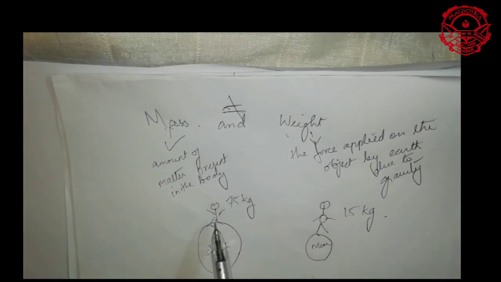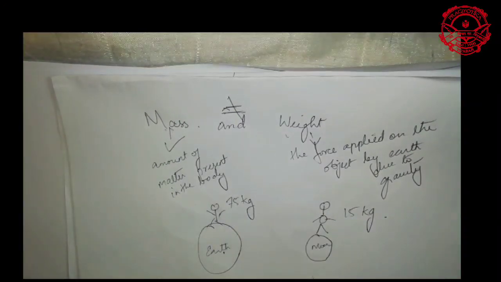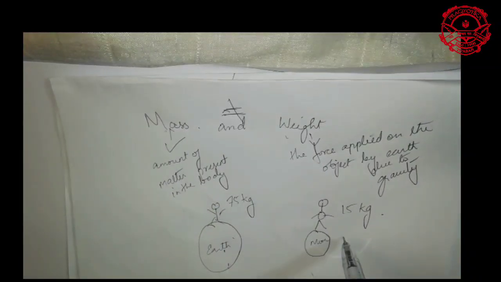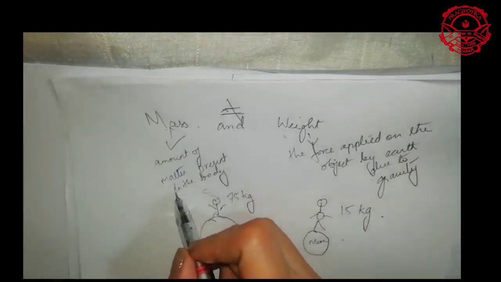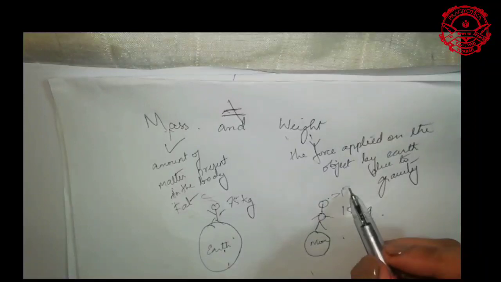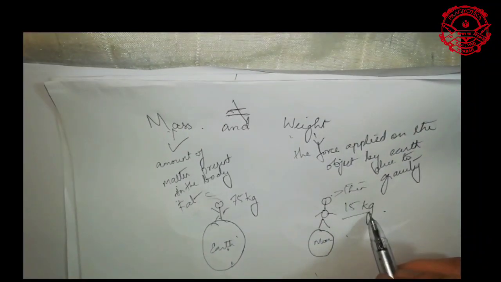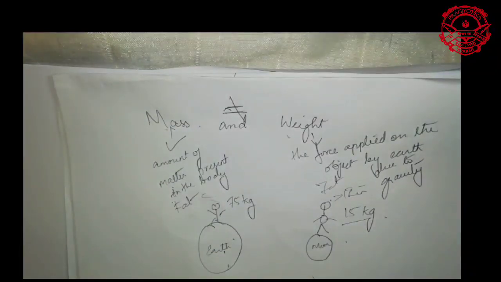But that doesn't mean that the amount of matter or the mass present in your body will be less. It's just that due to the presence of gravity, your weight here is 75 kilogram, but your weight here is 15 kilogram. Suppose you are fat, it doesn't mean that when you go to the moon you'll become thin just because your weight is 15 kilogram. You'll always remain fat too. Your size will not decrease.